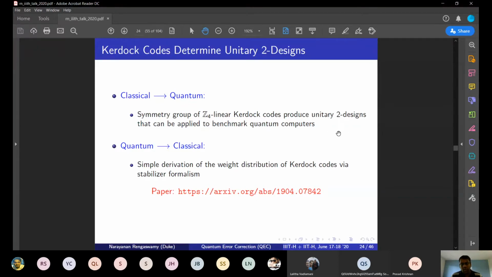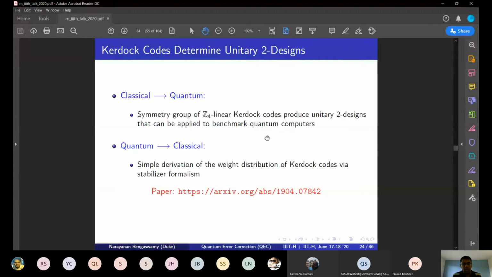A unitary 2-design is an ensemble of unitary matrices, a mixture of unitary matrices that satisfy some statistical criterion. These unitary 2-designs can be used for randomized benchmarking, which is a popular protocol to benchmark quantum computers. So the unitary 2-design is a key tool there. People usually construct unitary 2-designs in a random fashion, whereas here we were able to use the symmetry group to give a deterministic construction of a 2-design.